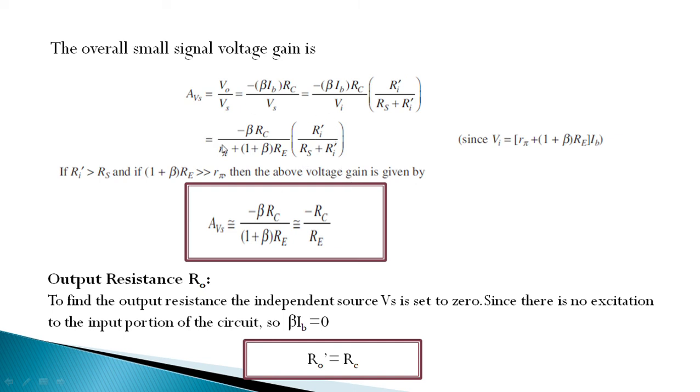Further, this equation can be simplified if we take the assumption that Ri dash is greater than Rs and 1 plus beta Re is also greater than R pi. So your overall voltage gain will be given by the equation as minus Rc divided by Re.